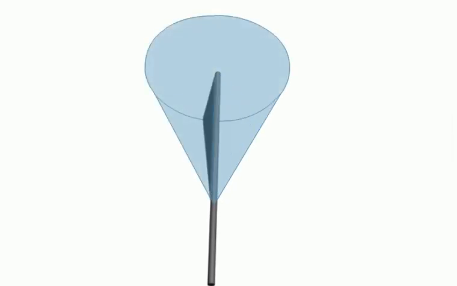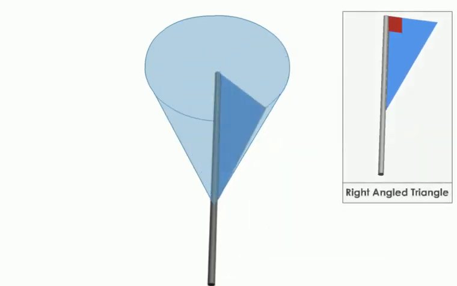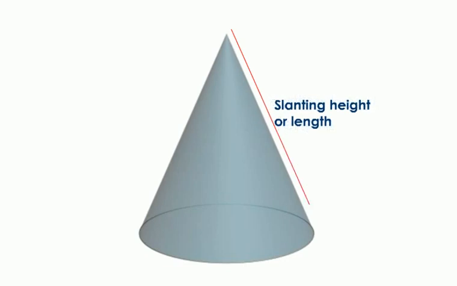You can think of the right circular cone as the solid generated by the revolutions of a right-angled triangle about one of its sides containing the right angle. The slanting height or length is the distance from the vertex to a point on the rim of the base. It is sometimes called the sloping height.